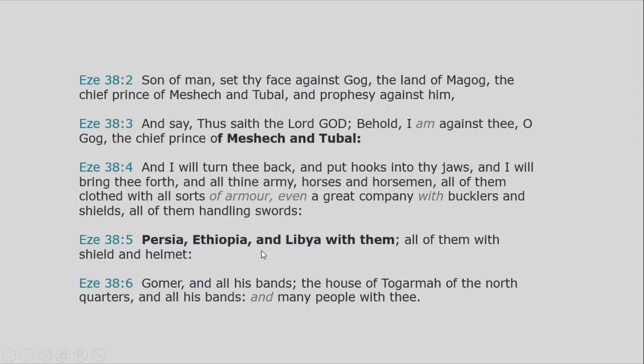Persia, Ethiopia, those are African nations, Libya, all of them with shield and helmet. So they're going to be with them. Gomer, this would have been some of those areas we talked about earlier, in the area we call Central Asia and into the Mediterranean Sea area. And Togarmah out of the northern quarters, and all his bands, and many people with thee. So these are the people that come against the unwalled cities of Israel that Ezekiel 38 talks about. So now through history and DNA, you can see where these people are and who they were.